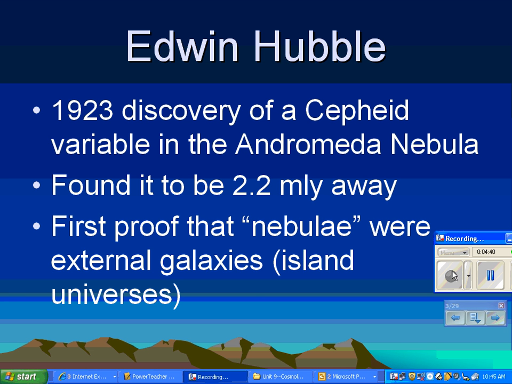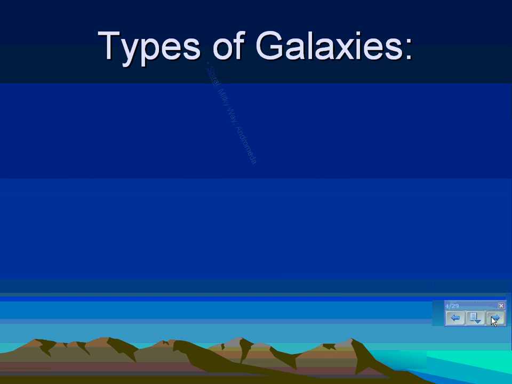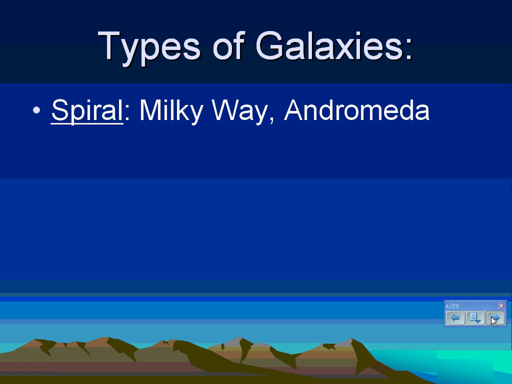Okay. So with this proof that galaxies actually existed, there became more investigation, and it turns out there are different types of galaxies. And IB would like you to recognize 3 general categories of galaxies, okay? The first is what's called a spiral. We live in one. We call it the Milky Way. The Andromeda galaxy is also spiral.